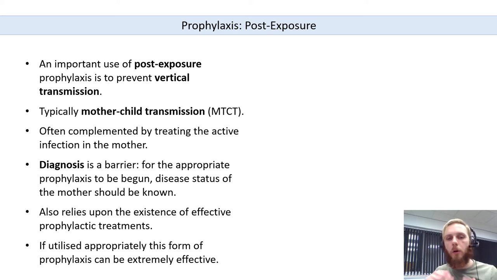Because again, it's only useful within this window period. The same is true for the post-exposure prophylactic of HIV. So again, it's just antiretrovirals, the same as PrEP, pre-exposure prophylaxis, fundamentally. Sometimes the drug's different, but not always. But anyway, the principle is the same. You're treating infection before it's established.